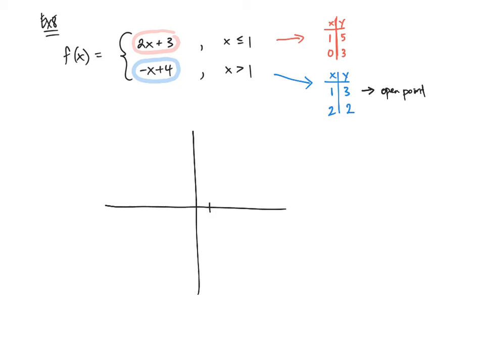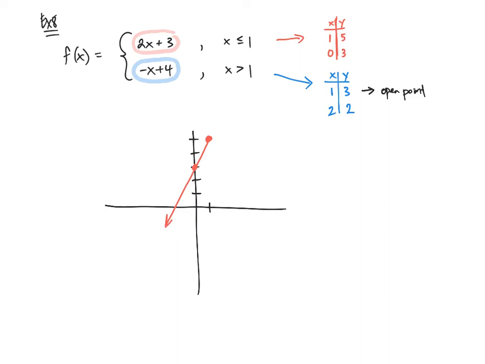let's see, 1, 2, 3, 4, 5. Okay, so the red one is going to hit here and then go to here. And because it's less than or equal to 1, it's just this, and it continues to the left.